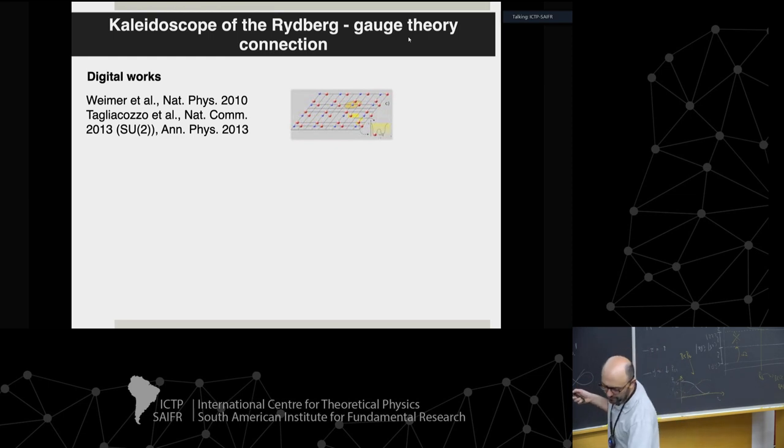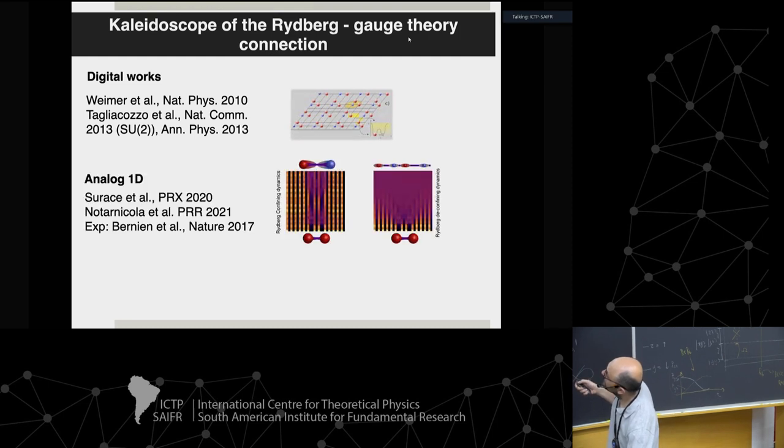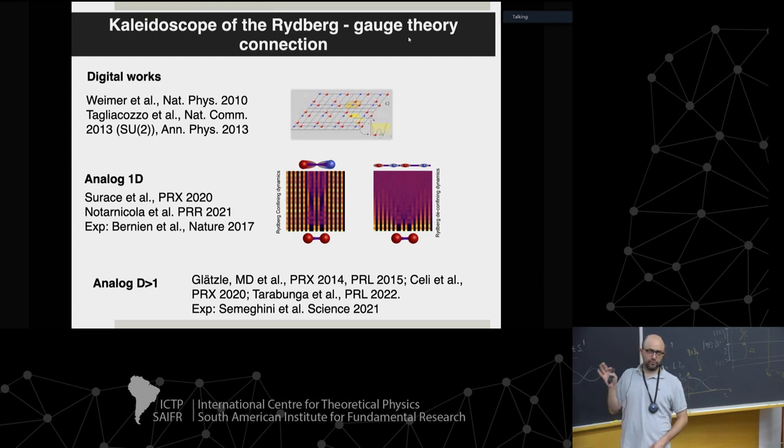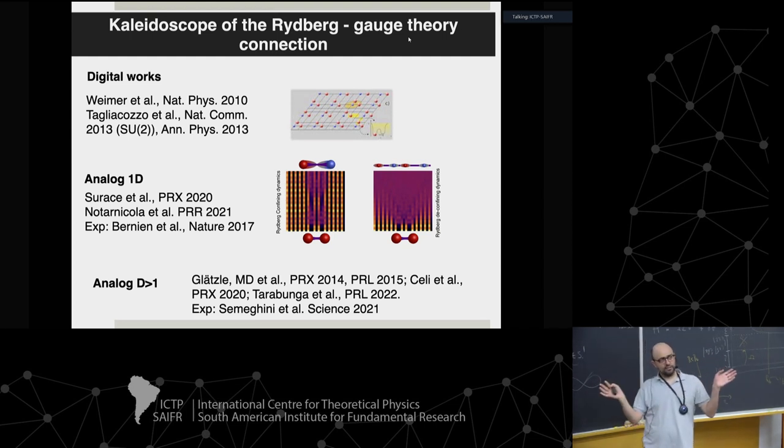are in particular this paper by Luca Tagliacozzo, Alessio Celi, Maciej Lewenstein, and co-workers. This is really one of the first to point this out in digital. In analog, there have been several works. There has also been an experiment, and I will discuss it later on. And also, there have been analog results in more than one dimension, several ones, and also experiments. Okay? So this is, I would say, in terms of gauge theory, the platform that has allowed us to see more physical phenomena so far, at large scales.